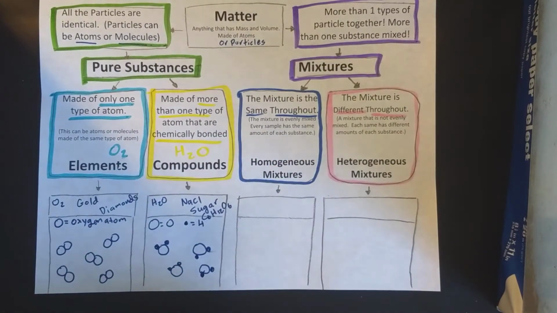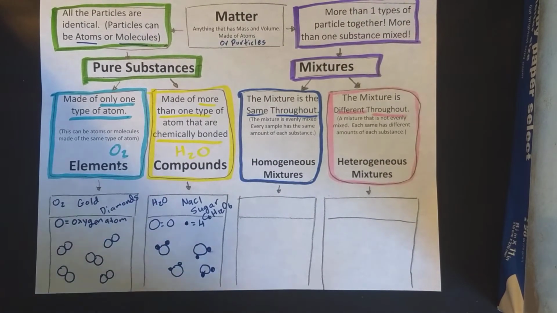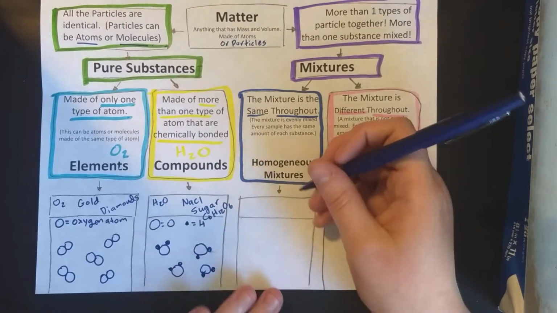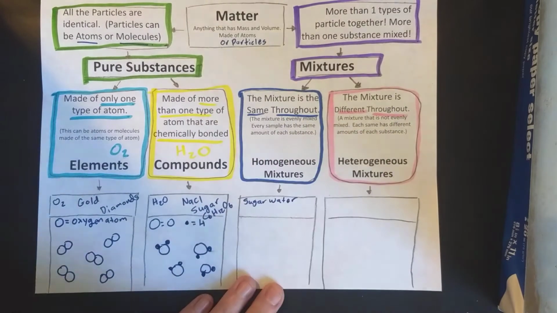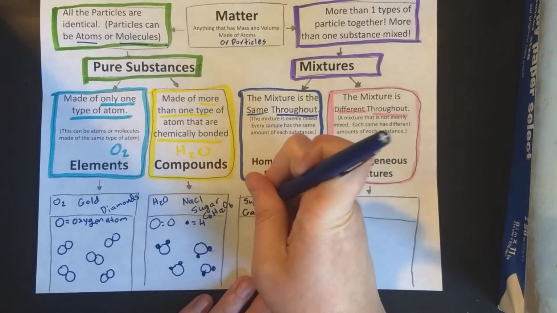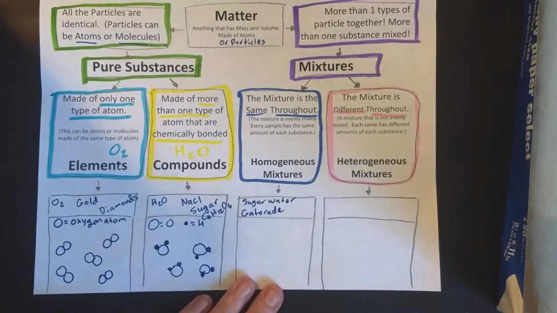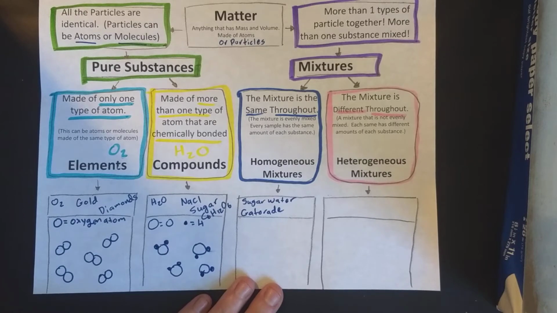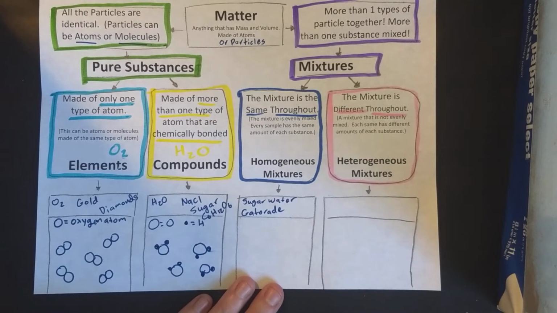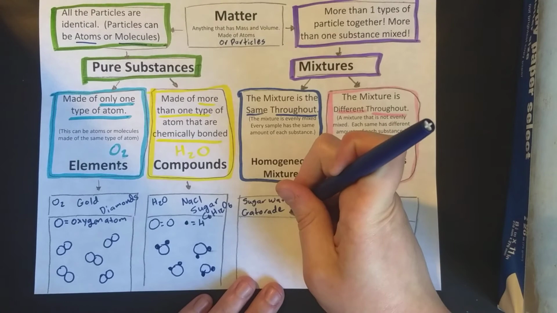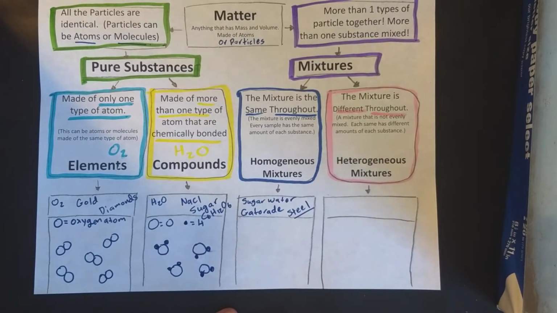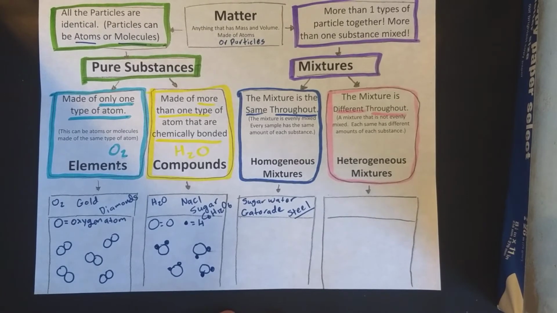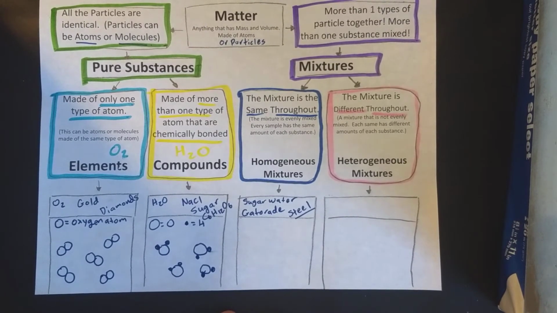Okay? Now for mixtures, we need to have them mixed together. So some good examples of homogeneous mixtures. Sugar water. What's another good example? Gatorade. Your Gatorade is a bunch of stuff, but when you look at it, every sip's going to be the same. This is one that you might not know, steel. Steel is a metal, but it's a mixture of other metals. So it's mixed so well that it actually becomes stronger than the original metals.